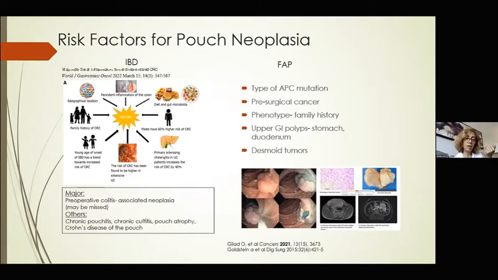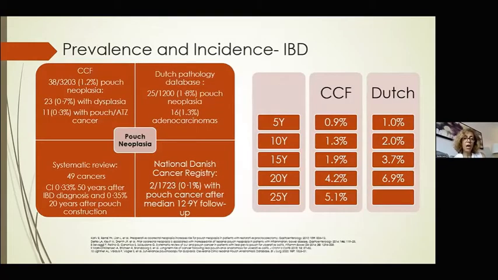That is a bad family phenotype, and upper GI involvement of the stomach and duodenum with polyps, and also desmoid tumors. All these suggest a more severe FAP phenotype and are also associated with pouch neoplasia. What are the prevalence and incidence of IBD?